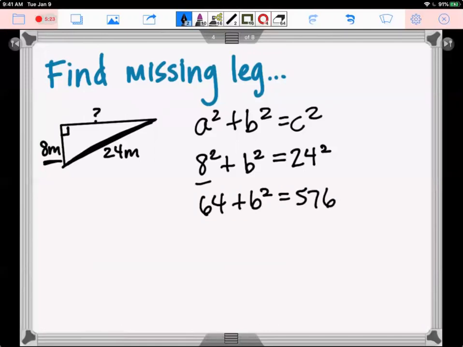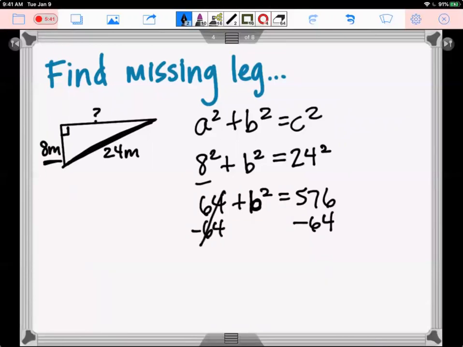576. Careful, my b looks a little like a 6, doesn't it? b squared. Now, we have to get the variable alone. How do we get the variable alone? We're going to subtract 64 from both sides.